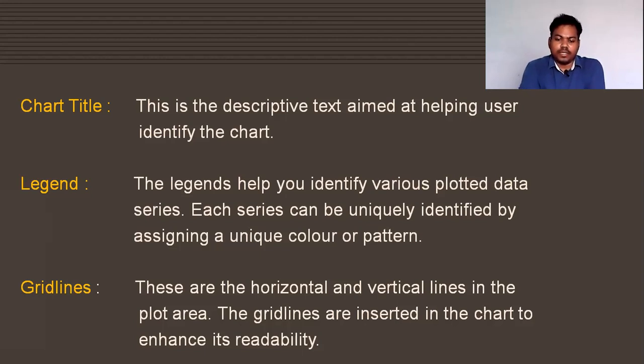Grid lines. These are the horizontal and vertical lines in the plot area, where you plot the graph inside the x and y axes.